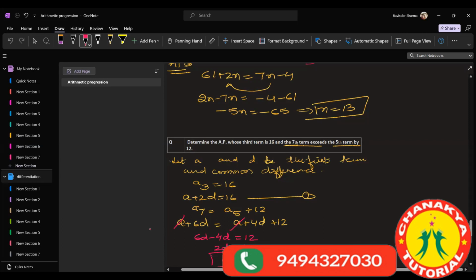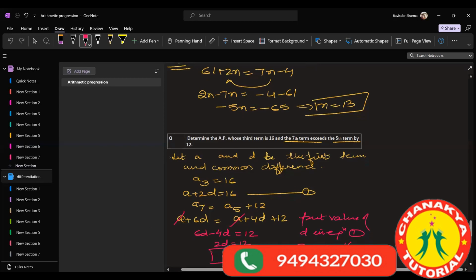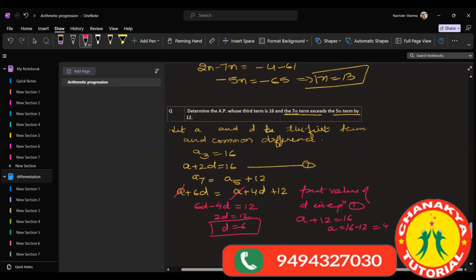So now you can find the value of A. Put the value of d in equation 1. A plus 12 is equal to 16. Then the value of A will be 16 minus 12, which is 4. Right? Now we have to form an AP. So your AP will be A, A plus D, A plus 2D, A plus 3D, and so on. Right, beta?